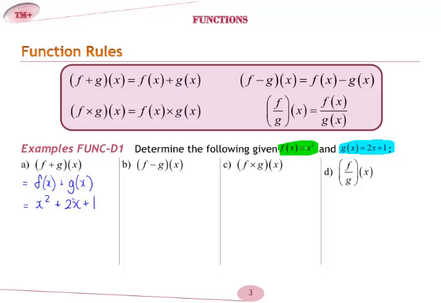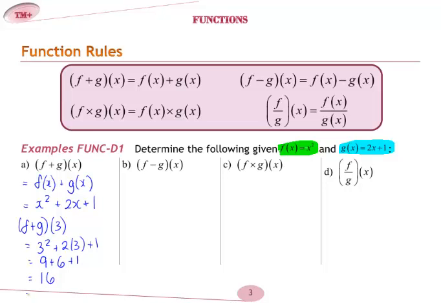Okay, if I was to find a value now, so if the question actually said what's f plus g of 3, I would simply substitute 3 into there. So 3 squared plus 2 lots of 3 plus 1, which is 9 plus 6 plus 1, which is 16.